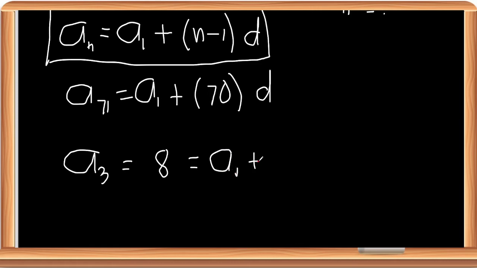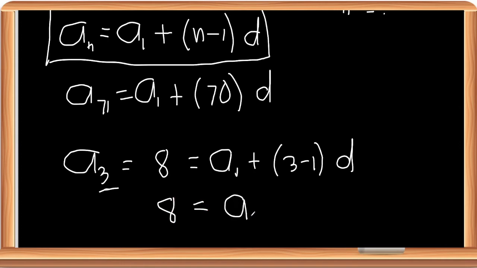plus, okay, so we have n minus 1. What is your n here? 3. Diba? So, 3 minus 1. And then, multiply mo sa common difference. So, we have now 8 is equal to a sub 1 plus 2d. Sorry, but equal. A sub 1 plus 2d. Okay? 2 times d. Kasi 3 minus 1 is 2 times d.